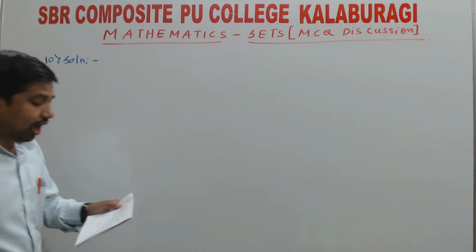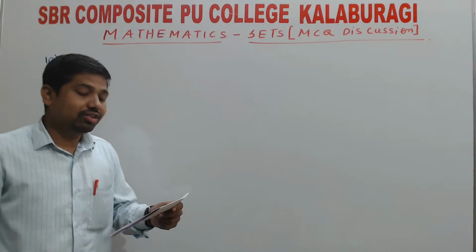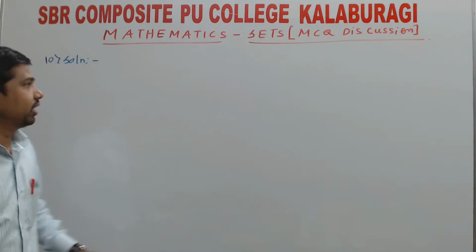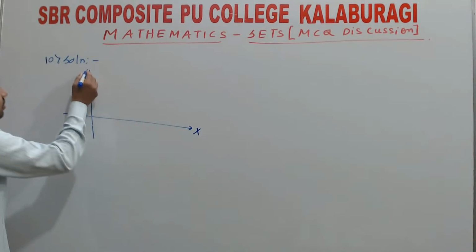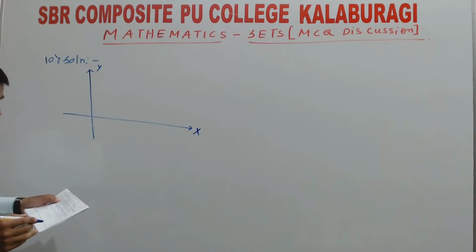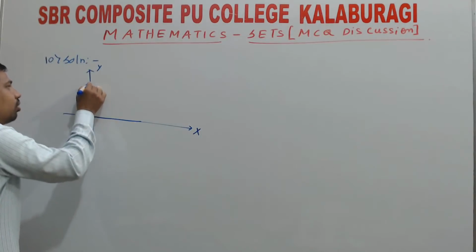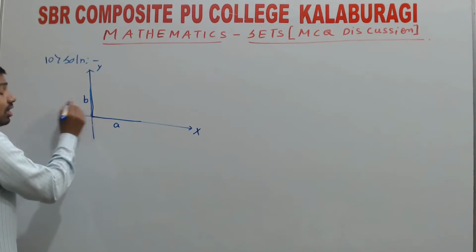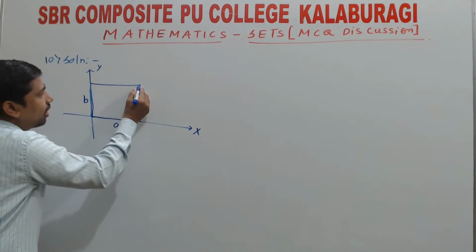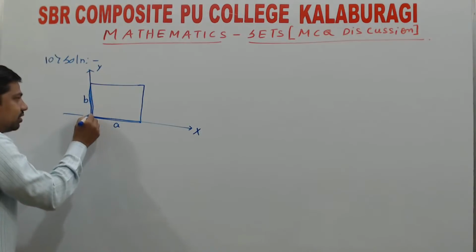What is R? R is a set of points inside a rectangle of sides A and B, with two sides along the positive direction of the x-axis and y-axis. So if you take your x-axis and y-axis, this is your x-axis, this is your y-axis, right? Two sides are along the positive direction of the x-axis and y-axis. So the length is along the positive direction of the x-axis and the breadth is along the positive direction of the y-axis. What is the length of the rectangle? A. And what is the breadth? B. So we are forming a rectangle whose length is A and breadth is B.